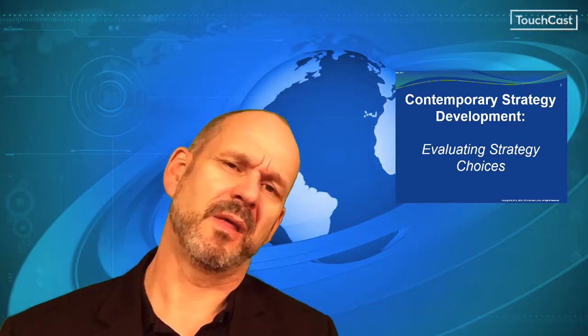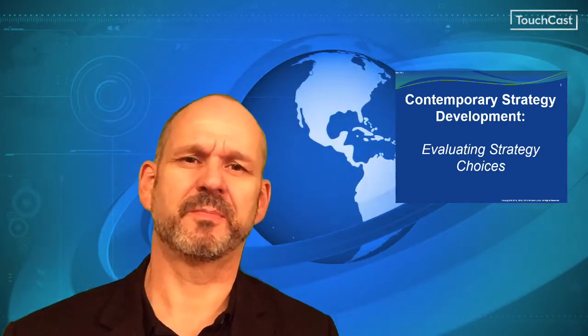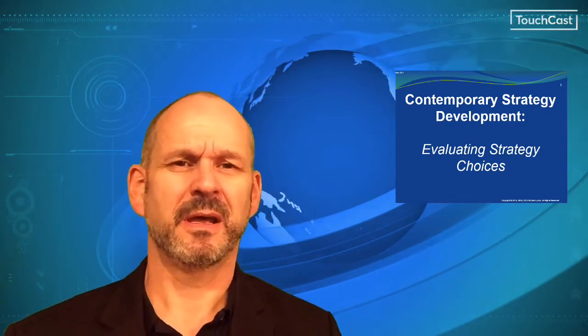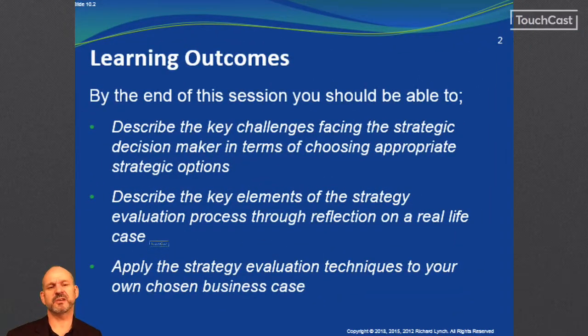And if we assume that the aim of effective strategy is to deliver the purpose set out for the strategy in the first place, then to be effective, any strategy needs to have a clear aim. So in terms of learning outcomes, by the end of this session you should be able to firstly describe the key challenges facing the strategic decision maker in terms of choosing appropriate strategic options. Also, you should be able to describe the key elements of the strategy evaluation process through reflection on a real life case. And lastly, you should be able to apply the strategy evaluation techniques shown here to your own chosen business case for your group assignment.